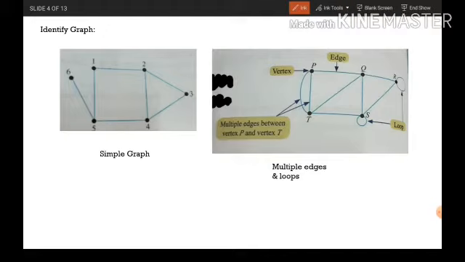First, look at the second graph. This is multiple edges and loops. This is multiple edges and this is loops. The difference is that multiple edges has two edges, this one and this one, while a loop has only one edge, but it comes back to the first point. That is the difference between multiple edges and loops. A simple graph means a graph has no loops and no multiple edges.